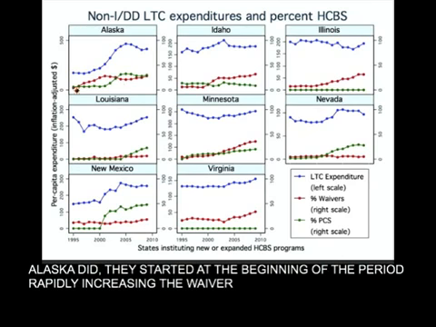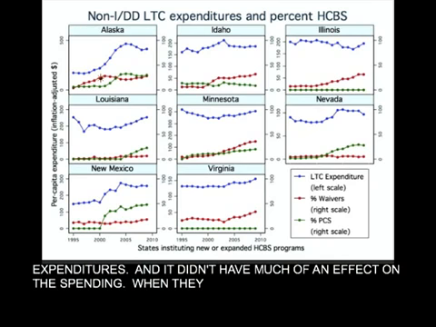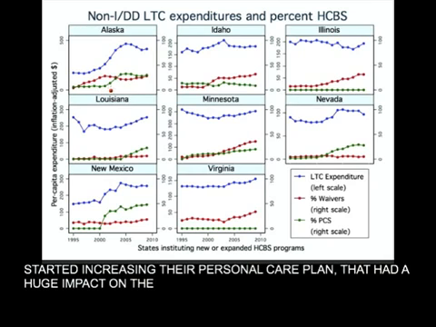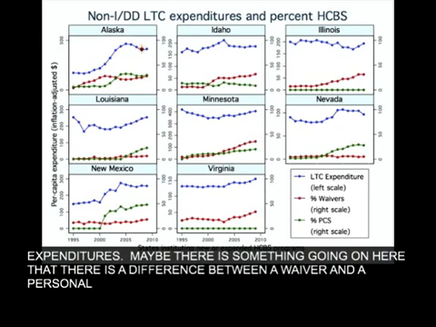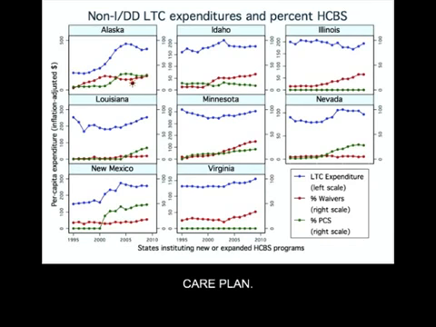And what Alaska did was they started at the beginning of the period rapidly increasing their waiver expenditures, and that didn't have much of an effect on their spending. But when they started increasing, I think they actually initiated a personal care plan, that had a huge impact on their expenditures. So maybe there's something going on here, that there's a difference between a waiver and a personal care plan.